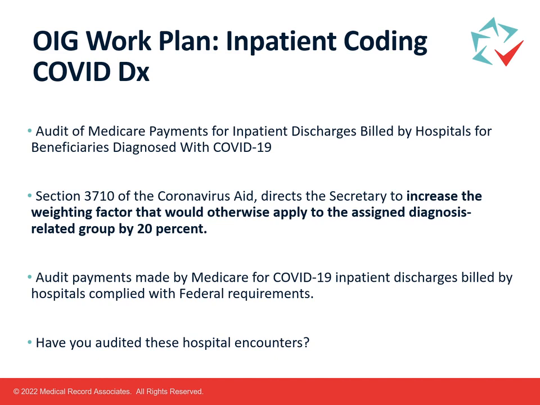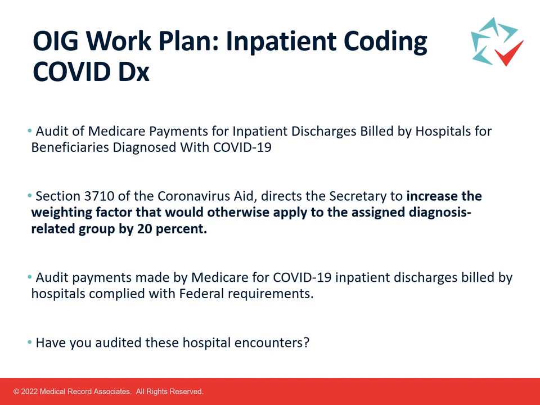Under the COVID or Coronavirus Aid Act, Section 3710, because we are in a pandemic and they declared some changes to our coverage under this particular pandemic situation, they provided an increase in the weighting factor of the DRG for those inpatient encounters who had the COVID-19 diagnosis, up to a 20% increase. So they were giving us more money.